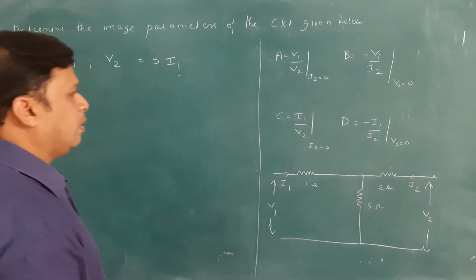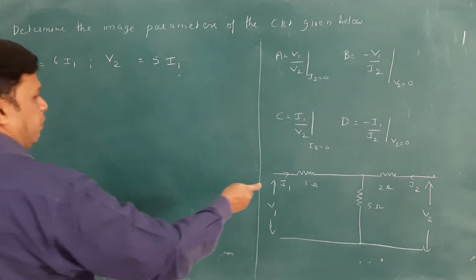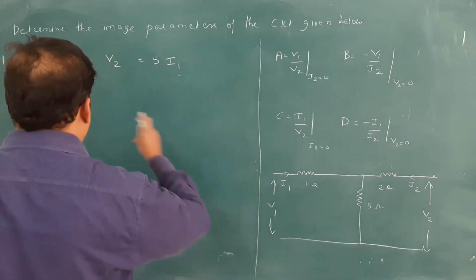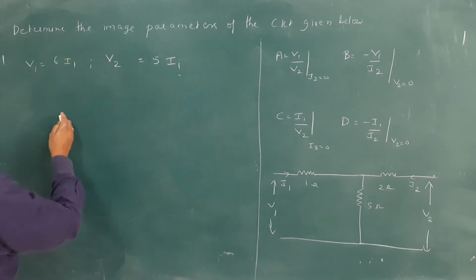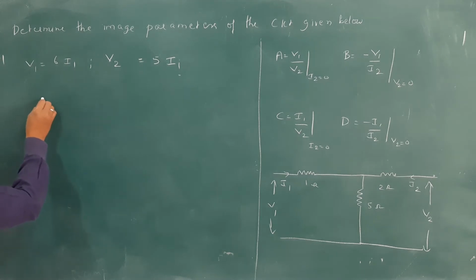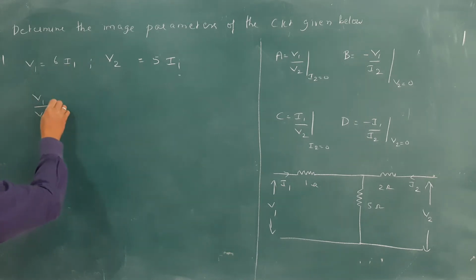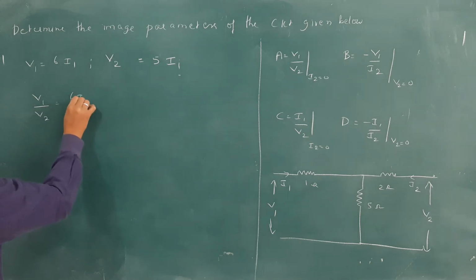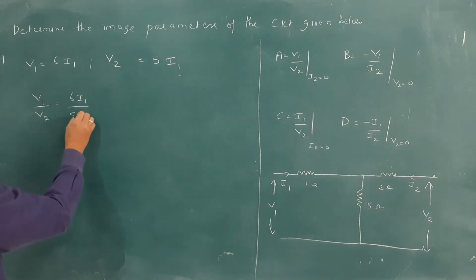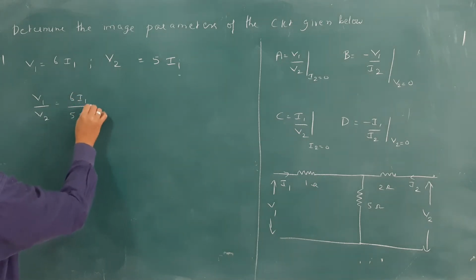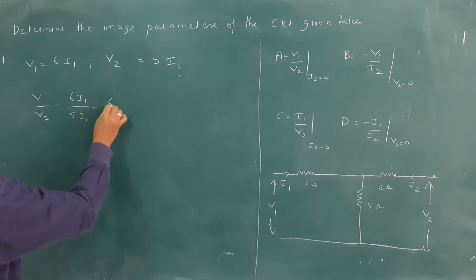Okay. So here we get V1 = 6I1 and V2 = 5I1. Therefore V1 by V2 = 6I1 by 5I1, which equals 6 by 5 ohms.